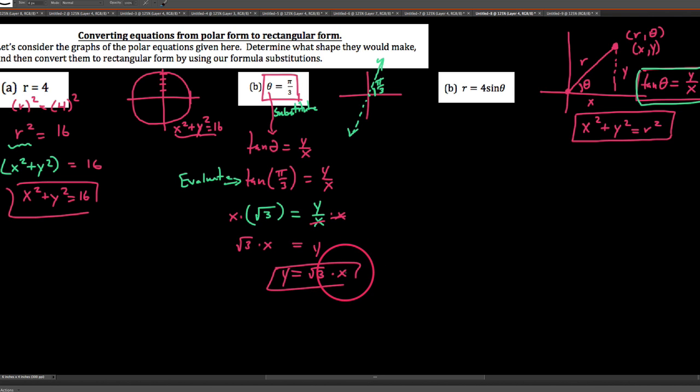So this would be a line that has a y-intercept of 0, which we can clearly see up here in this picture, and a slope of the square root of 3. So it would go up the square root of 3 over 1.